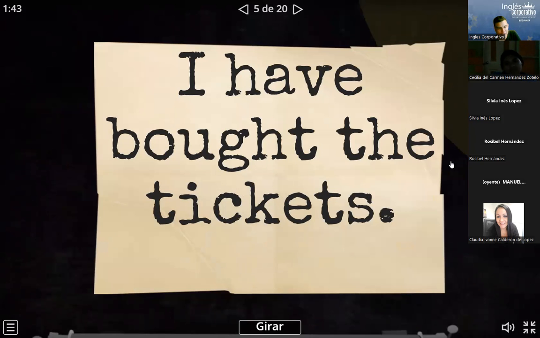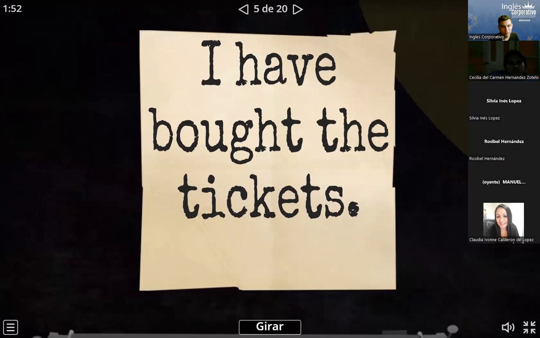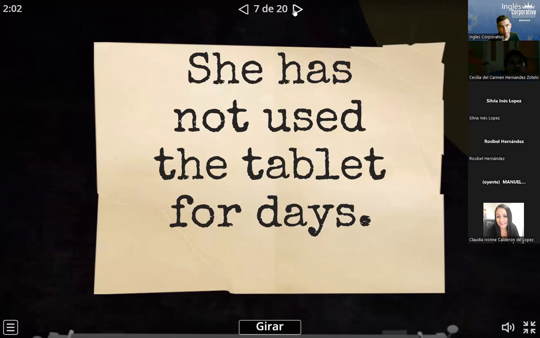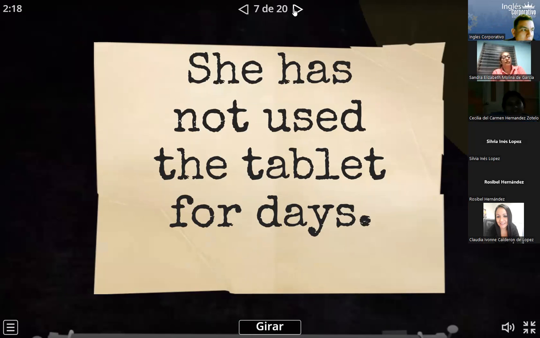I have bought the ticket. The ticket has been bought. Excellent. She has not used the tablet for days. The tablet hasn't been used by her.